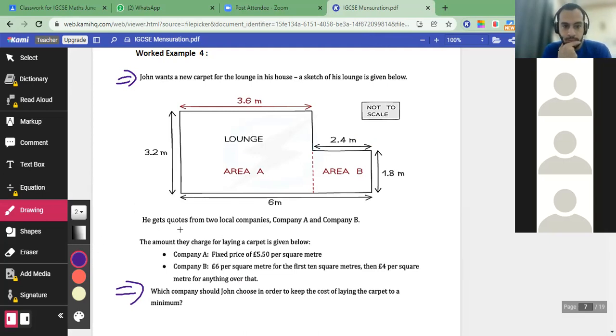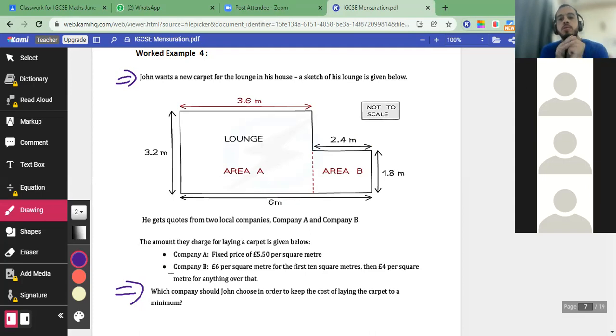He gets quotes from two local companies, Company A and Company B. The amount they charge for laying a carpet is given below. Company A: fixed price of 5.50 euros per square meter. Company B: 6 euros per square meter for the first 10 square meters, then 4 euros per square meter for anything over that. Which company should John choose in order to keep the cost of laying the carpet to a minimum?